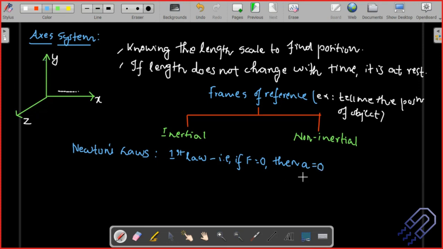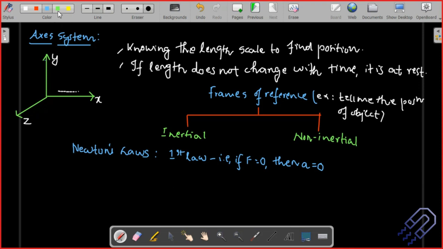Now what does it mean? We know F is equal to ma, and that's the first law. The first law says that whatever object you have will be in its rest position until and unless you apply an external force to it. If you don't apply an external force, there is going to be no acceleration, and as a result F will remain 0 if A is equal to 0. Now this law, Newton's first law, may or may not work in all frames of reference. That's very important.